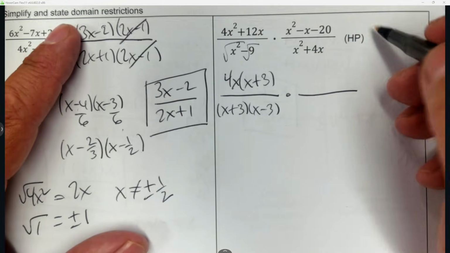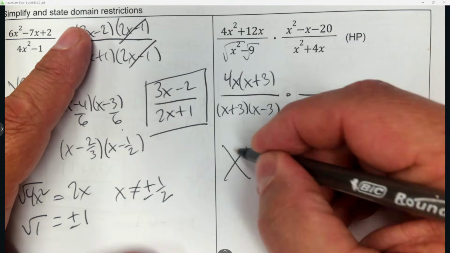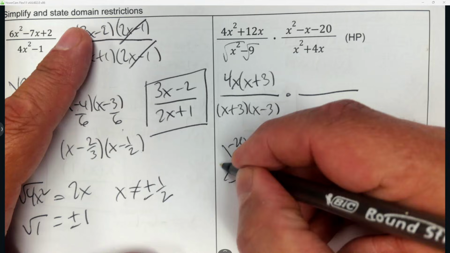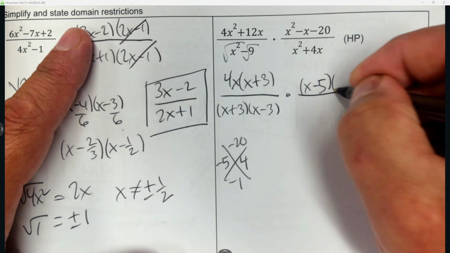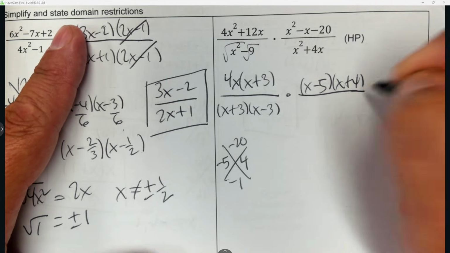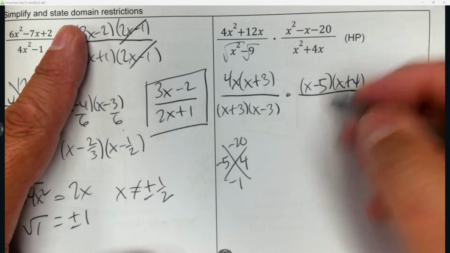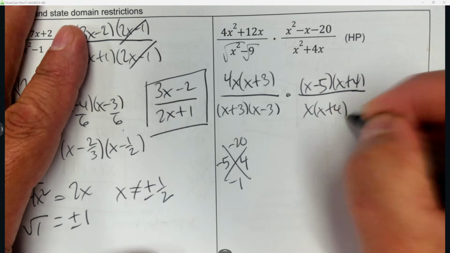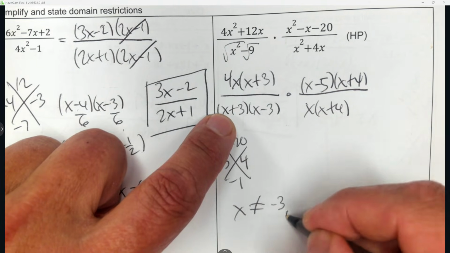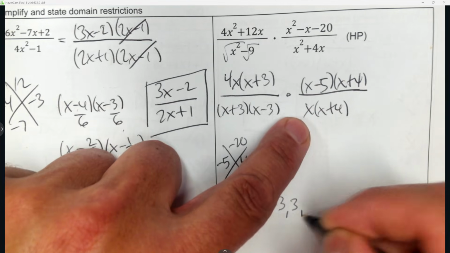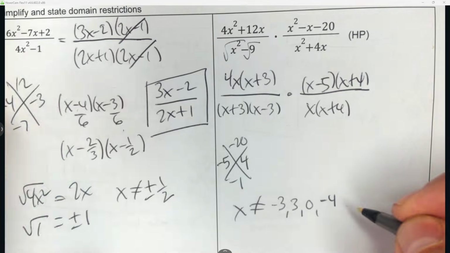The numerator is a one-step diamond. So negative 20 and negative 1. The two numbers are negative 5 and positive 4. And then the denominator, I factor out an x, and I have x plus 4.